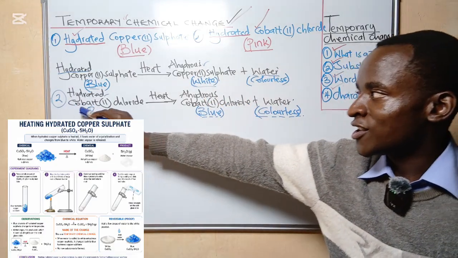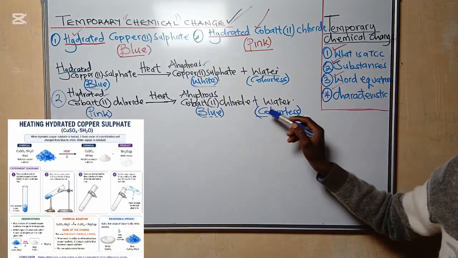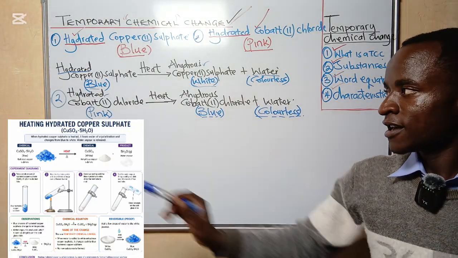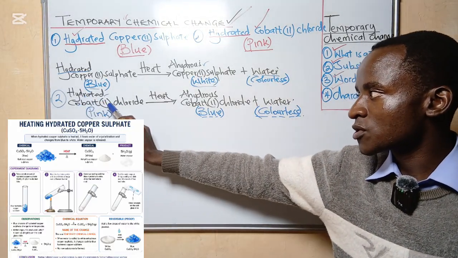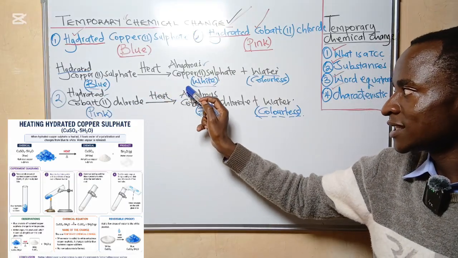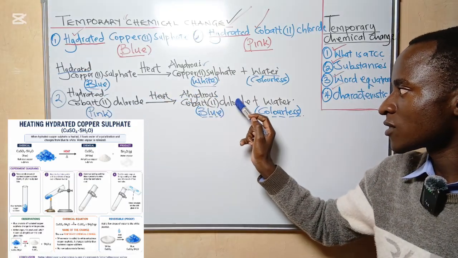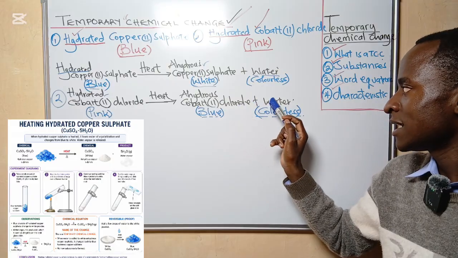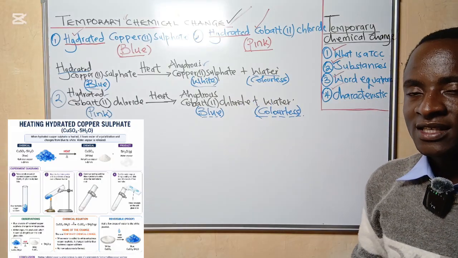Now this is the word equation for hydrated cobalt 2 chloride. Hydrated cobalt 2 chloride, which is pink in color, arrow, heat, we get anhydrous cobalt 2 chloride, which is blue in color, plus the colorless liquid, which is water.